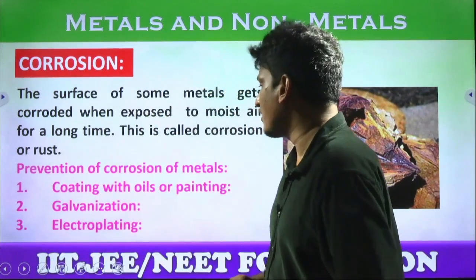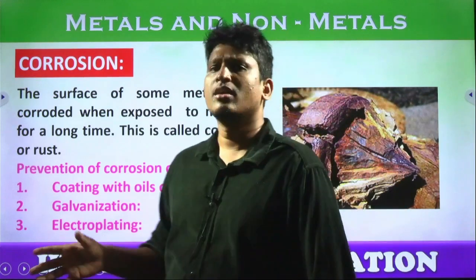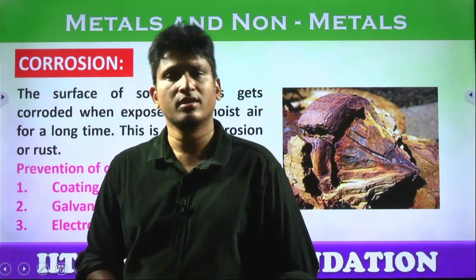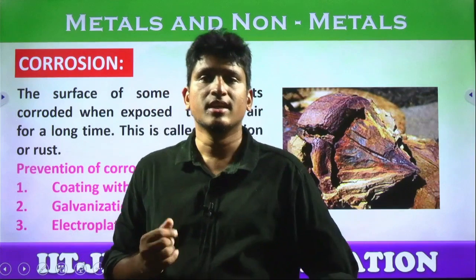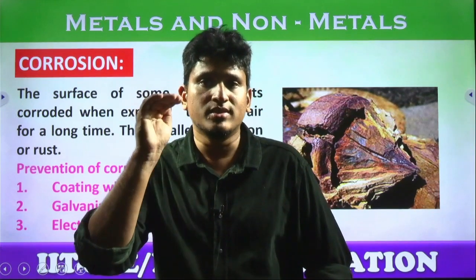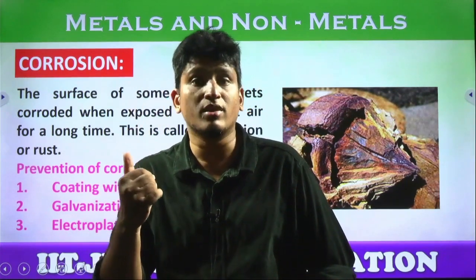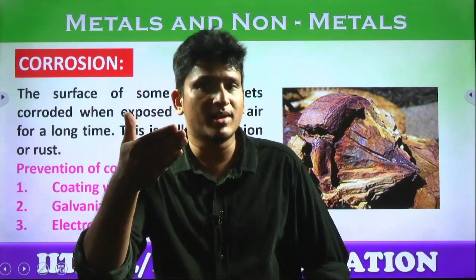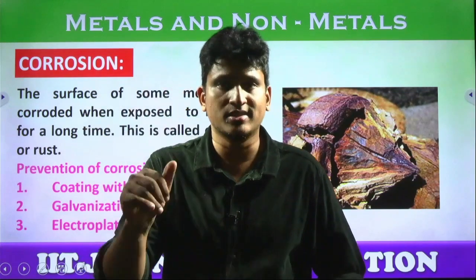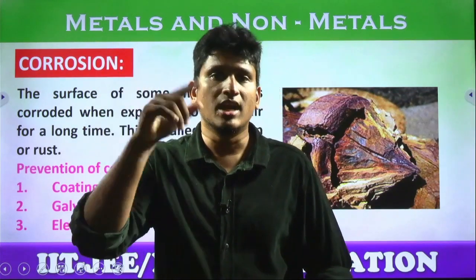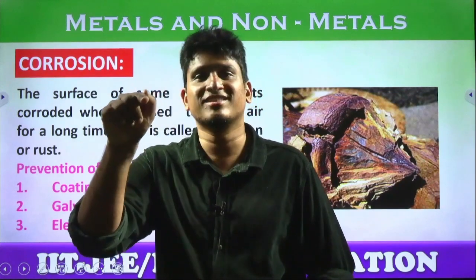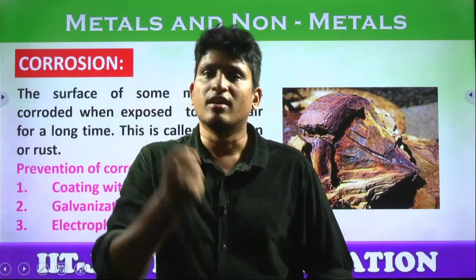Next, prevention of corrosion of metals. How can we prevent it? First of all, why do we need to prevent corrosion? You already know the point. Why? Because, students, rust is a flaky substance. Once it forms, it falls down. If it falls down, what will happen? The inside iron metal is again exposed. It undergoes rust, falls down. Again the inside iron metal is exposed. Ultimately, what will happen? A hole will appear. Yes or no? That weakens the strength of the particular metal.